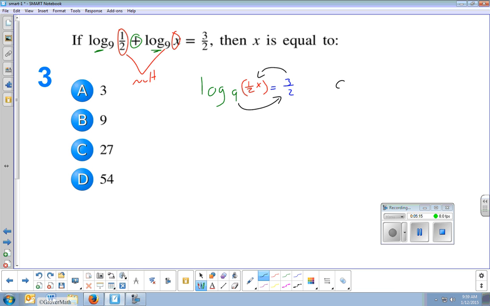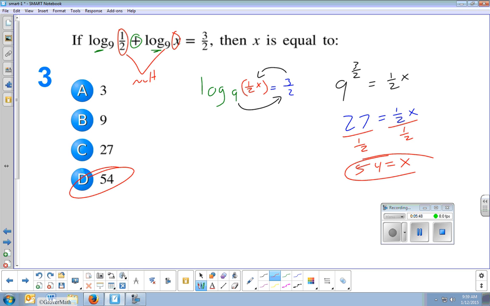So that is 9 raised to the 3/2 equals half x. I can simplify 9 to the 3/2. That is the square root of 9, which is 3, and 3 cubed is 27. So I'm looking at 27 equals half of x. I want to get rid of this half, so I'm going to divide by half. Dividing 27 by half is the same thing as multiplying it by 2. So x equals 54.